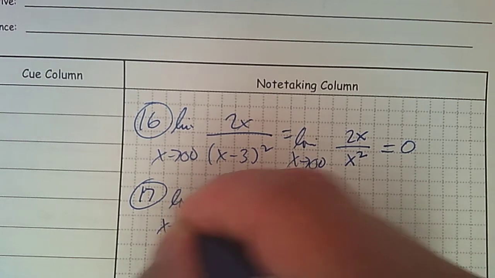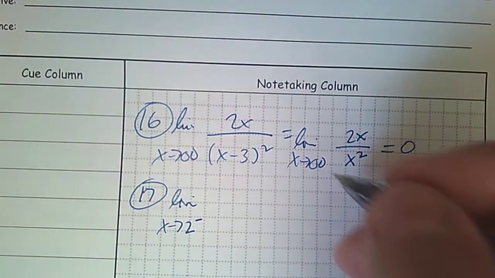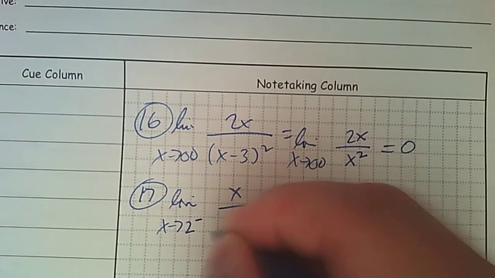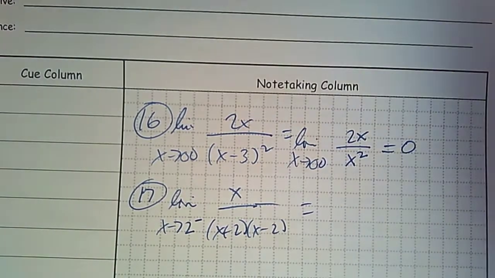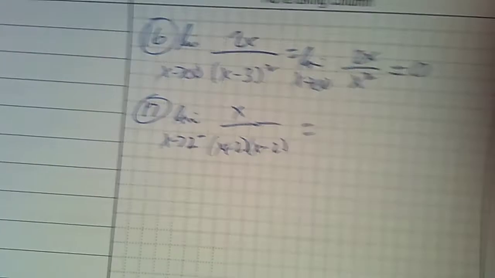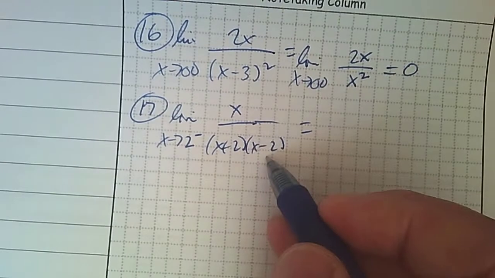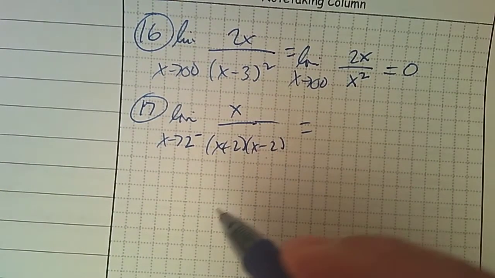17. Here is a one-sided question. So the limit as x approaches 2 from the left. And I'm going to factor this right away. That's x plus 2 and x minus 2, a difference of squares. What's happening at positive 2? Well, it's not removable, so there's an asymptote.